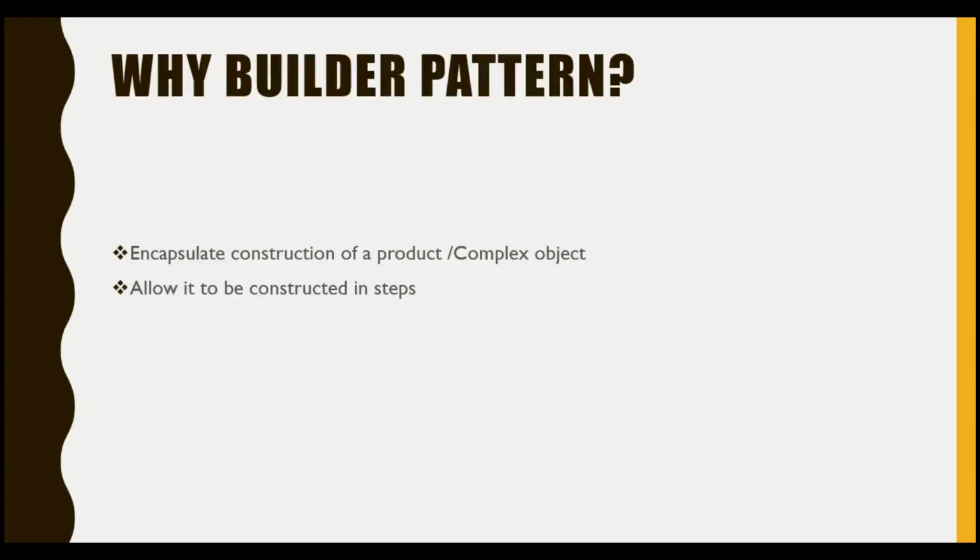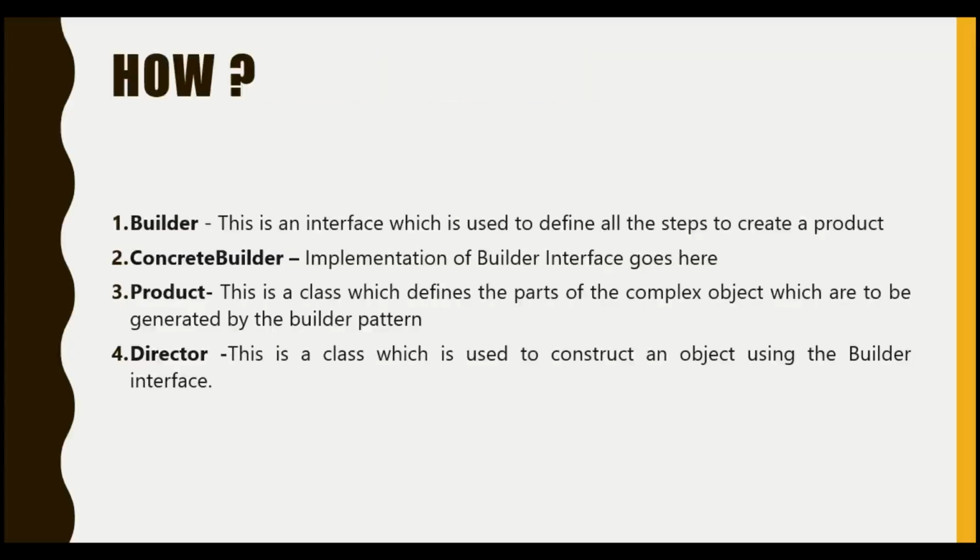Number 3, we shall see how to implement this pattern. We shall discuss theoretically what components are to be created to apply this pattern. There are 4 components. One is the builder. This is an interface which is used to define all the steps to create a product. Number 2, concrete builder. The implementation of the builder interface goes here. Remember, we have several steps involved in building a house: site preparation, floor slab, framing, roofing, external finishing, etc.